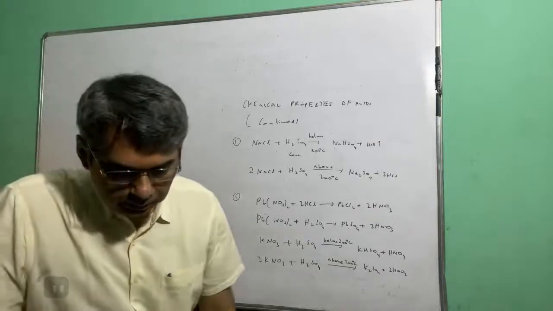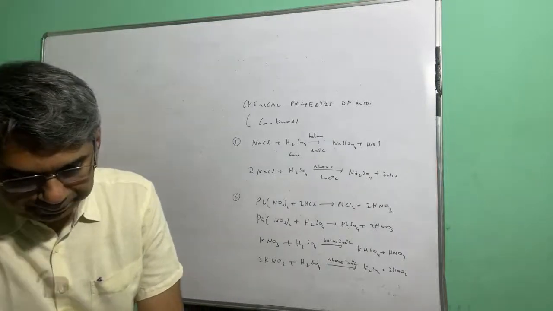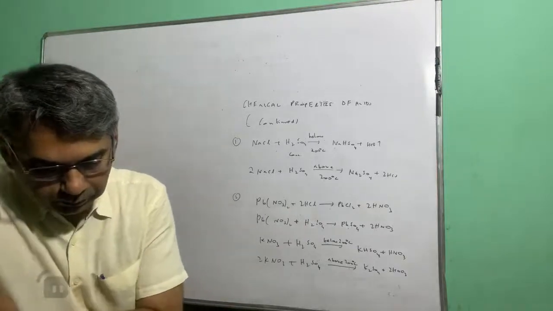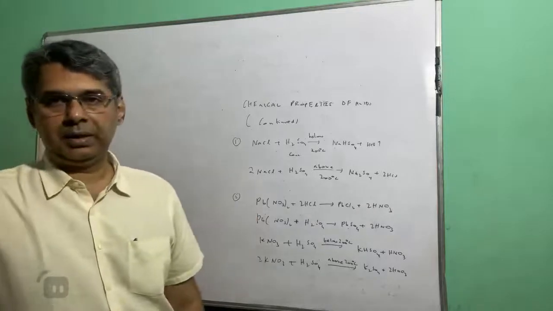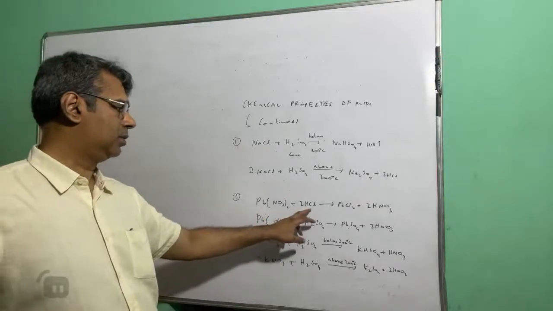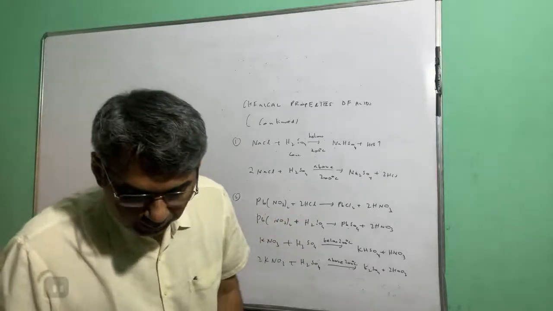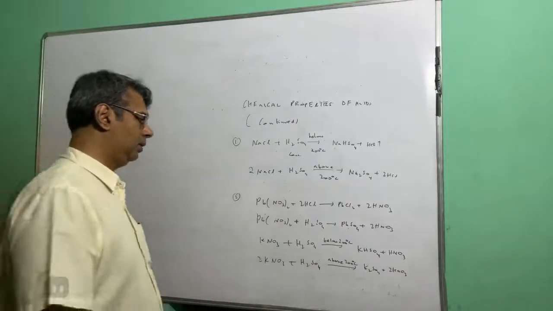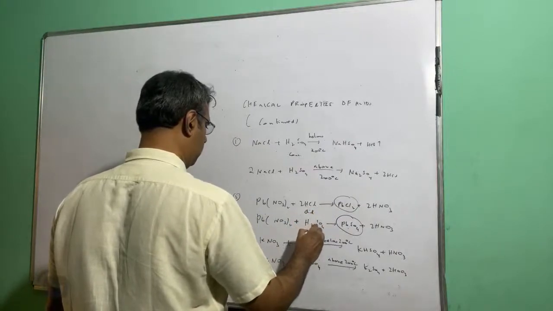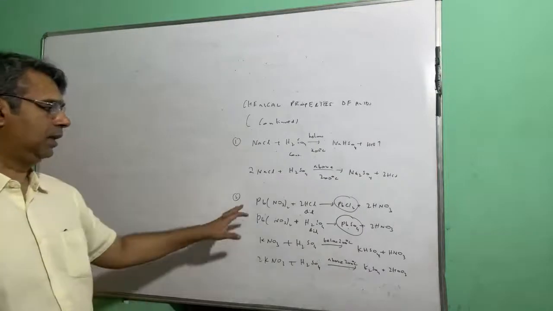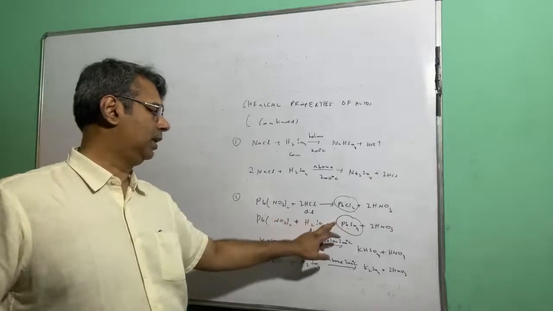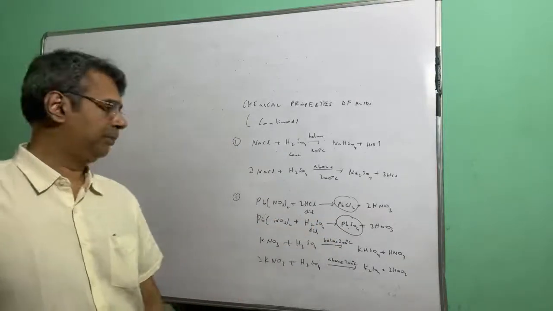Secondly, regarding nitrates, generally the metal nitrates don't react with dilute acid, but lead nitrate reacts with HCl and H2SO4 both, and it will give insoluble lead chloride and lead sulfate. This is dilute HCl, this is dilute H2SO4. Lead nitrate reacts with dilute HCl to give lead chloride and with dilute H2SO4 to give lead sulfate.